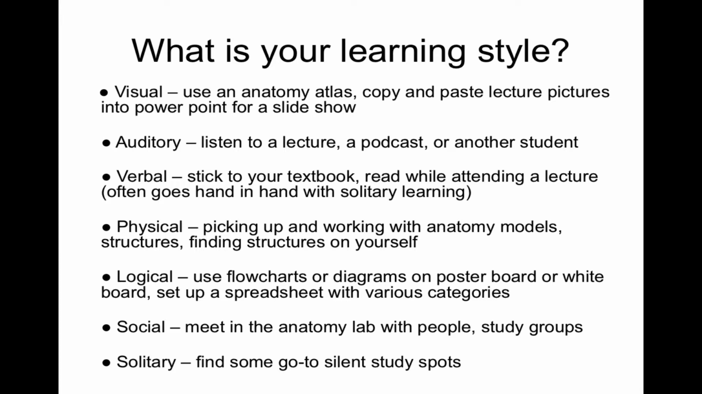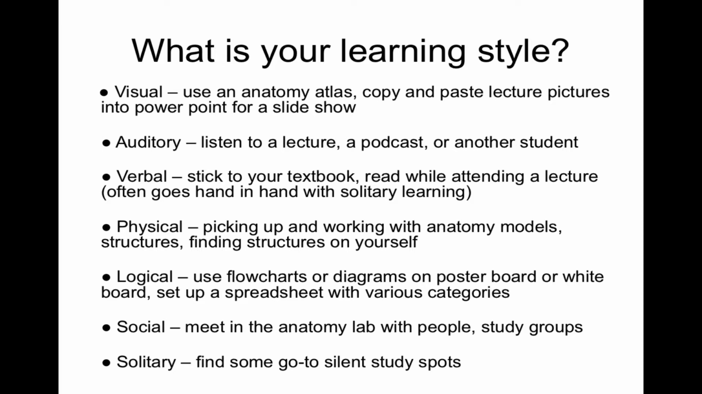Physical is where it comes in handy to really use these anatomy models, to pick them up, to take them apart, to find these structures on models. You can find any of these on Amazon if you want them for yourself, or other sites as well. Logical, you're going to use flowcharts or diagrams. You're going to basically trace the course of nerves and blood vessels.